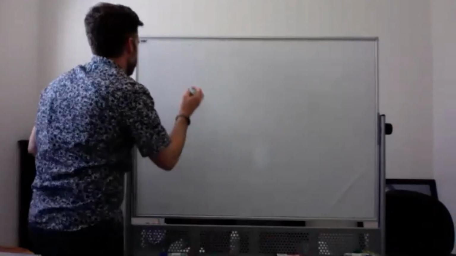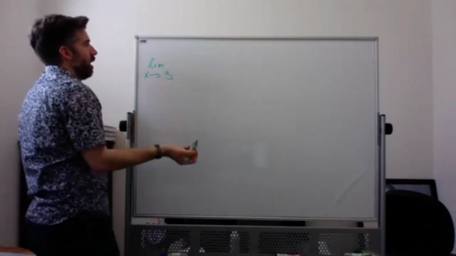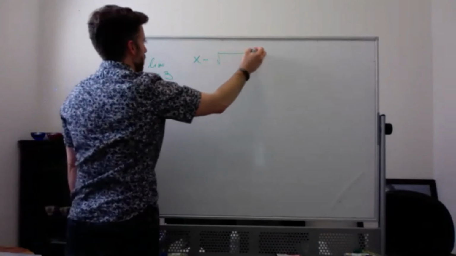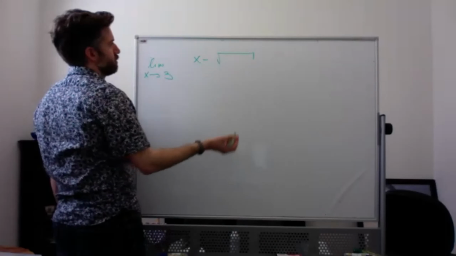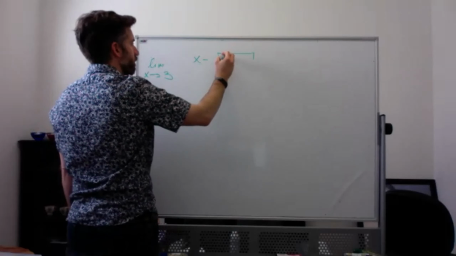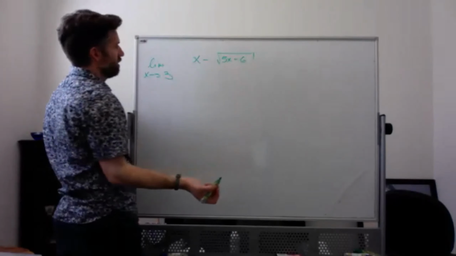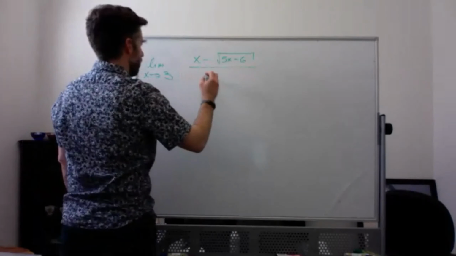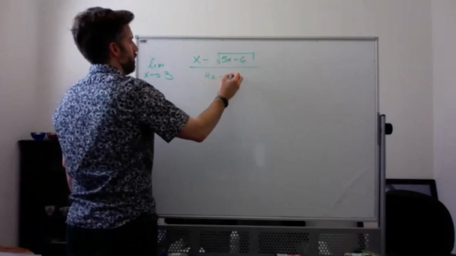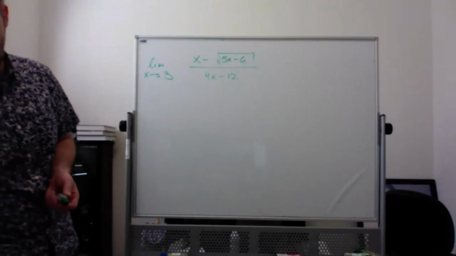And so here's one of them. Let's say we have the limit as x approaches 3 of, let's make this not too terrible, x minus the square root of 5x minus 6, right, that'll work just fine, over 4x minus 12. And again, I will mention, this is definitely a 0 over 0 type of limit.